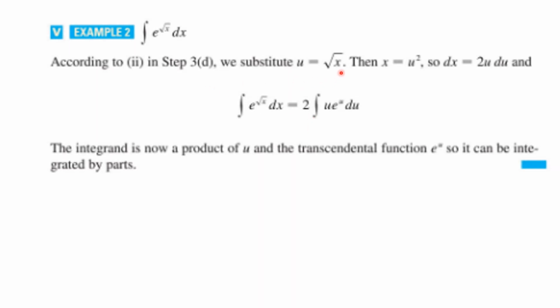You just let u equal the square root of x, and that means that x equals u squared. So if x equals u squared, then dx is equal to 2u du. So this becomes 2 times u e to the u du. And now you can do integration by parts on this, and remember you have to change it back to x at the end of the problem.